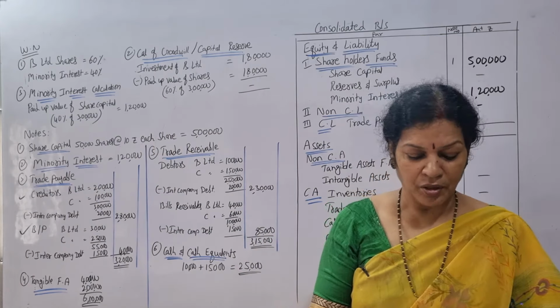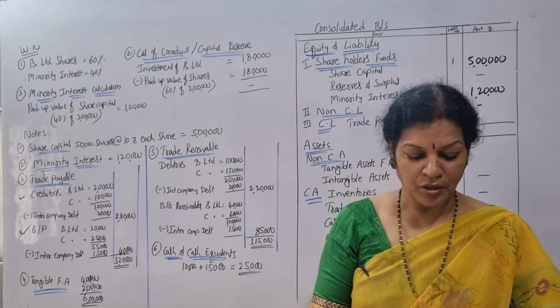This is about the creditors. In the same way, bills payable also. Bills payable is here 30,000 and 25,000. Bills payable and bills receivable related, the second additional information is mentioned. How much is the amount? 15,000. 15,000 is to be deducted from the bills receivable and bills payable.